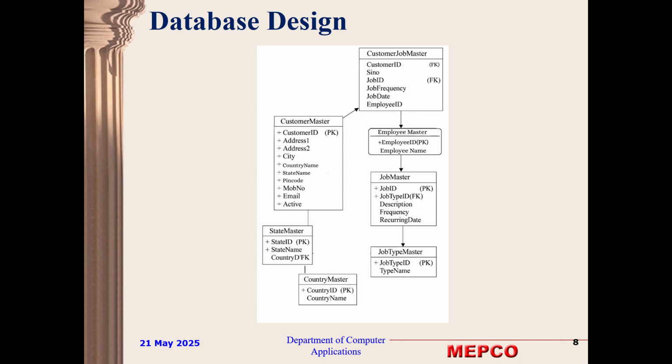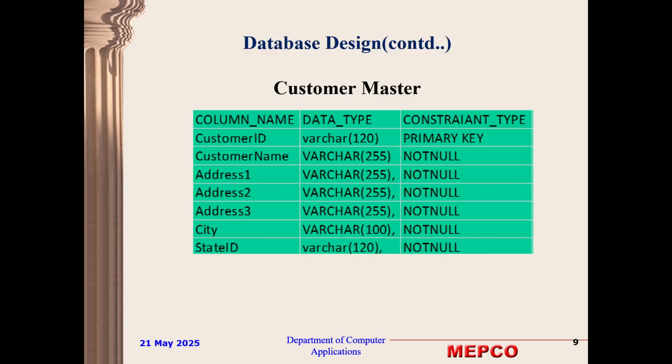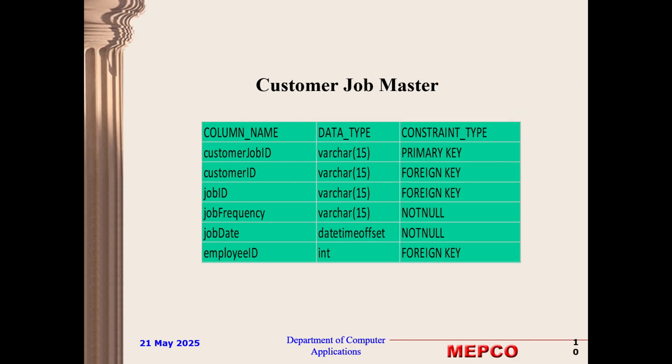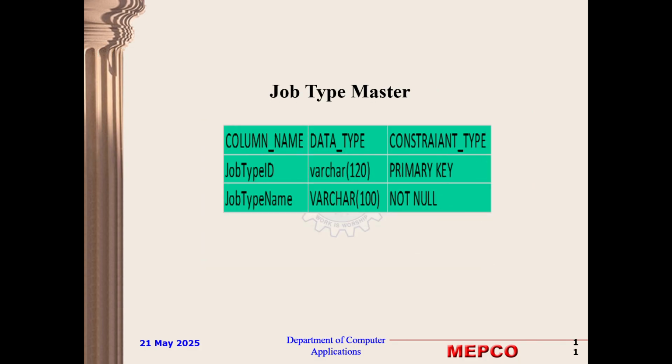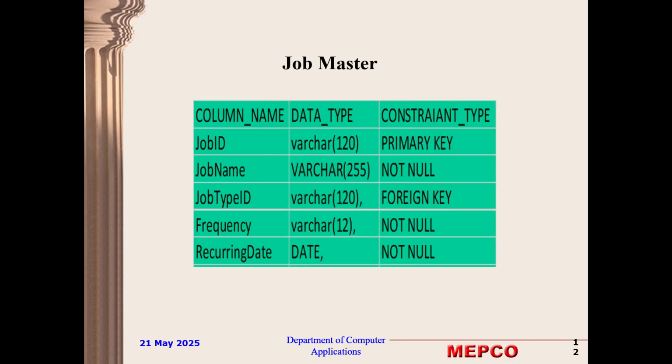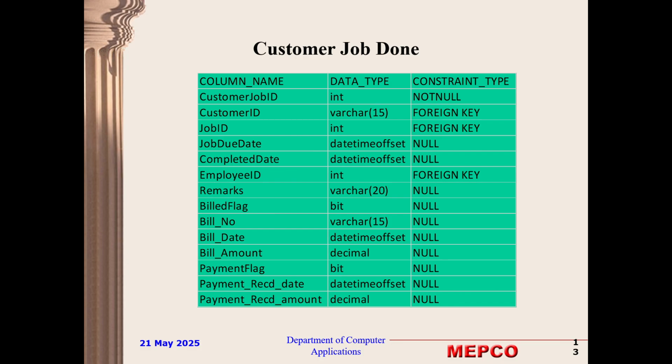This is the database design. The customer model: this is the brief database design to manage the client records, to track the job frequency, date, and assigned employees. This is the job type master, to organize the recurring activities. It's the customer job done table. We can track the completed modules and completed jobs in this table.